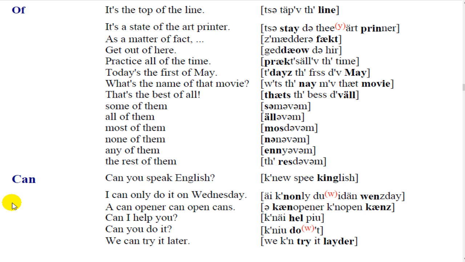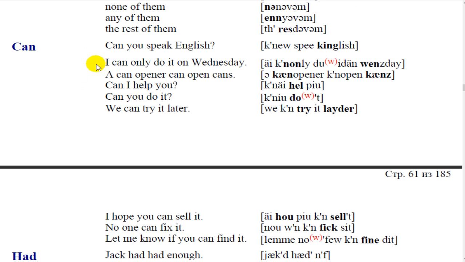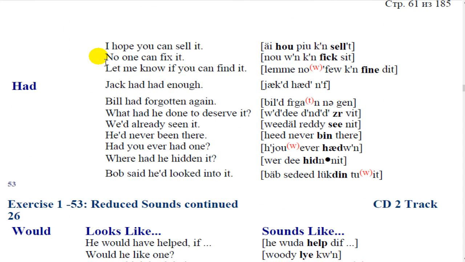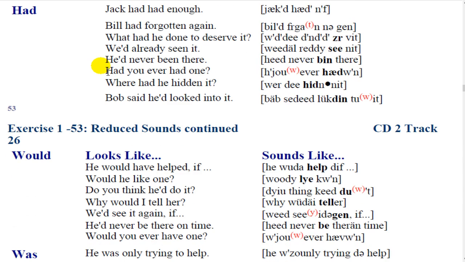Can you speak English? I can only do it on Wednesday. A can opener can open cans. Can I help you? Can you do it? We can try it later. I hope you can sell it. No one can fix it. Let me know if you can find it.